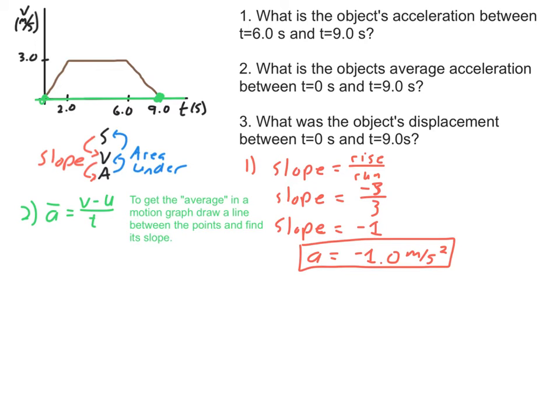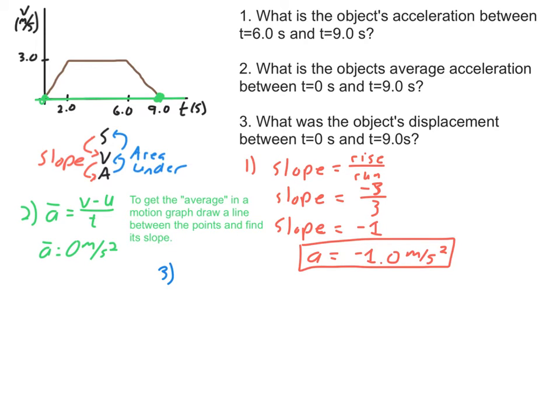So here, quite obviously, this slope is actually 0. Notice it's a flat line, so the average acceleration is going to turn out to be 0 meters per second squared. Number 3 asks, what is the object's displacement between t equals 0 and t equals 9?